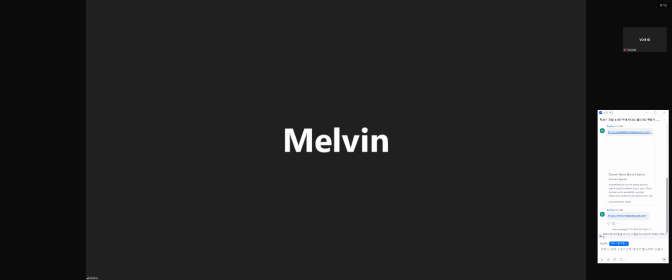DreamHost is also not the cheapest. They're good, but they don't have cPanel. DreamHost is also based in the US. All these are based in the US, by the way. You can consider DreamHost as well.